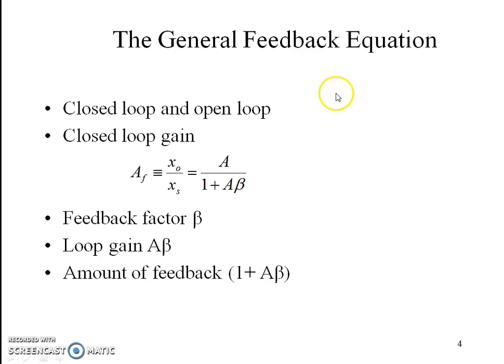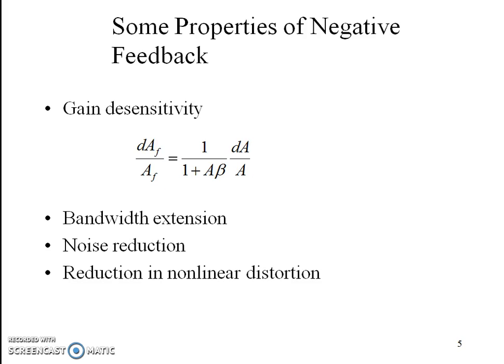Next is the general feedback equation, which covers the closed loop and the open loop. In the closed loop, the gain is Af. Af stands for the feedback gain, Xo upon Xs, that is A upon 1 plus A beta, where beta is the feedback factor, A beta is the loop gain, and the amount of feedback is 1 plus A beta.